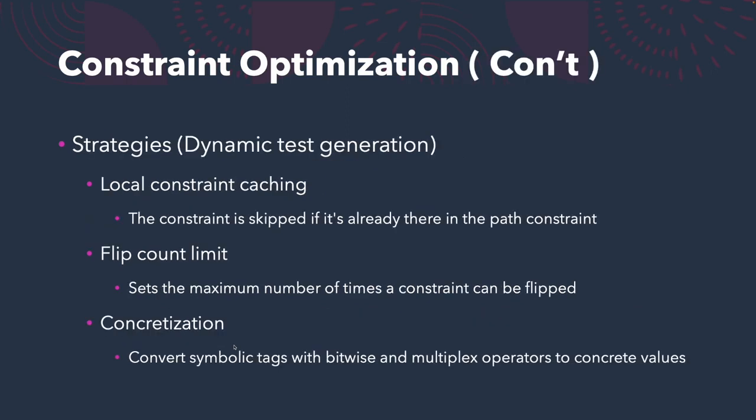Okay, so let's continue the strategies used by dynamic test generation. Another approach is using local constraint caching, so a constraint is skipped if there is already a constraint in place. There's a strategy called flip count limits, so a constraint can be flipped a maximum number of times before it's set to a maximum value. And the final one is called concretizations, where a symbolic tag can be converted into a concrete value by using a multiplex and bitwise operations.